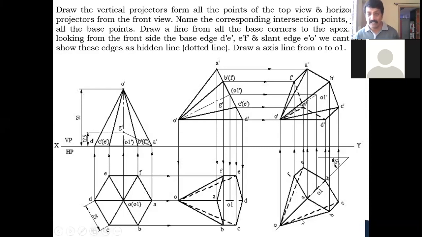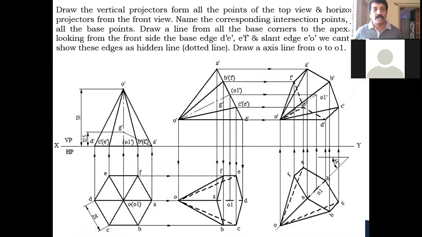Coming to the slant edges, you are looking from here. O to B you can see, and O to A also you can see, O to F also you can see, and it becomes the outermost boundary line. O to C also you can see. The only slanted edge that you cannot see is O to E, which is behind. And the axis line you can join from O1 dash to O dash. So this is how the freely suspended exercises are to be drawn.